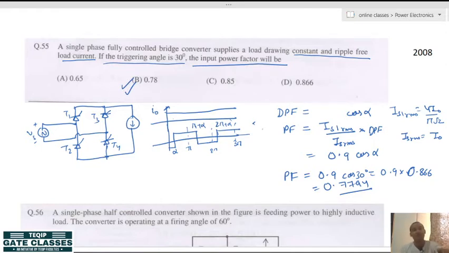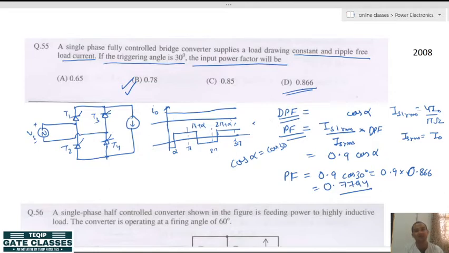Please remember, don't just put cos alpha, don't just calculate cos 30, because that option is also given here, 0.866, but this is not the power factor. I have already told you that for non-sinusoidal waves we generally calculate power factor by this formula. Otherwise, between the fundamental components you get the displacement power factor.